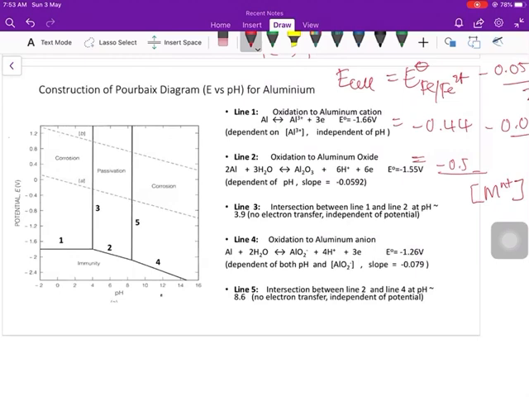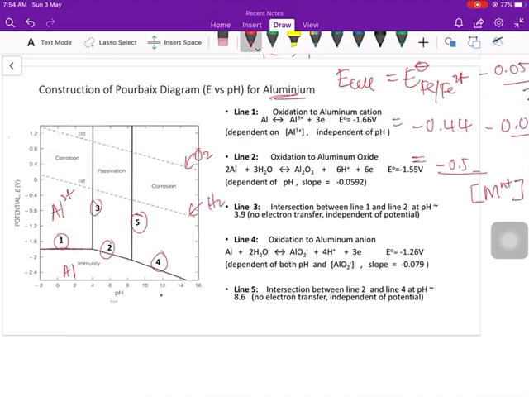Okay, we look at this last slide about how to construct a Pourbaix diagram. This, for example, is aluminium and water. There are 5 extra lines: 1, 2, 3, 4, and 5. So this is the hydrogen from water stability diagram. This is the oxygen reaction.